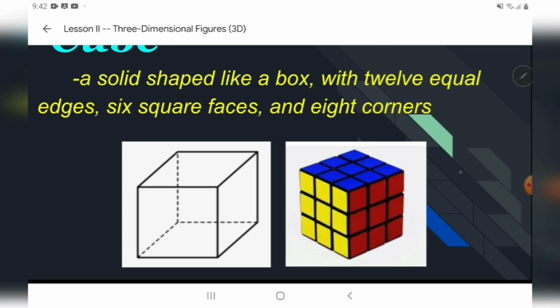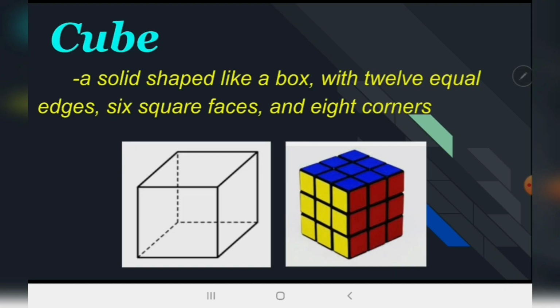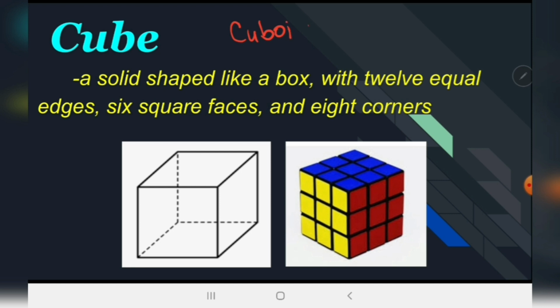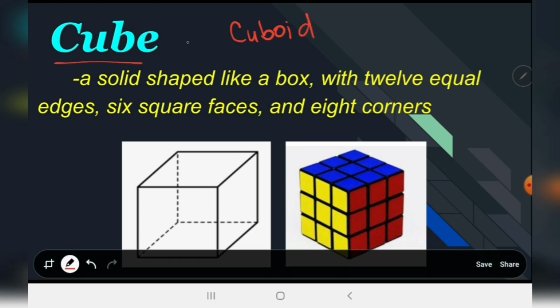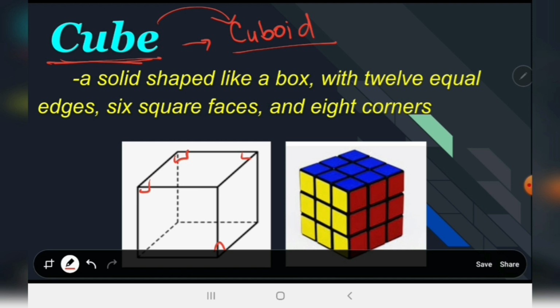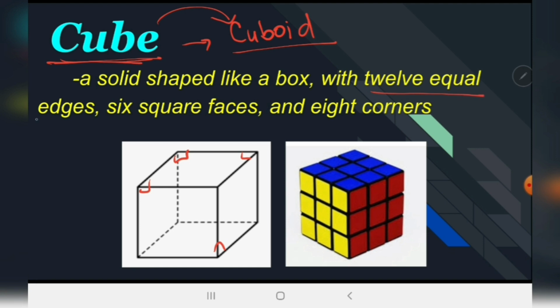Let's move on to the next, and that is cube. What is a cube? A cube is a solid shape like a box with 12 equal edges, 6 square faces, and 8 corners. Earlier we had the word cuboid, right? A cube is a special kind of cuboid because we know that a cuboid has right angles. In a cube, we have right angles also here. That's why a cube is a special kind of cuboid. But a cube is special because it has 12 equal edges.